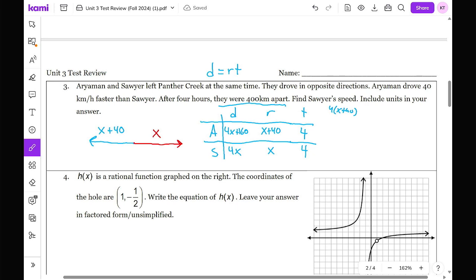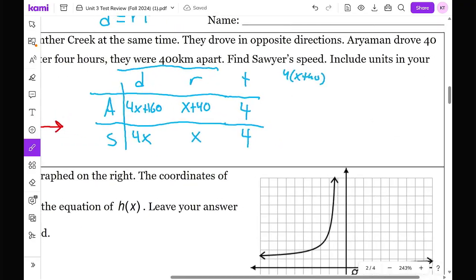And so both of those added together should equal 400 kilometers because that's how far apart they are from each other. So what I'm going to do is take both the distances. I'm going to take the 4X plus 160, and then I'm also going to take the 4X, and I'm going to set them equal to 400. So I go ahead and combine like terms. I'll have 8X plus 160. That is going to equal 400.